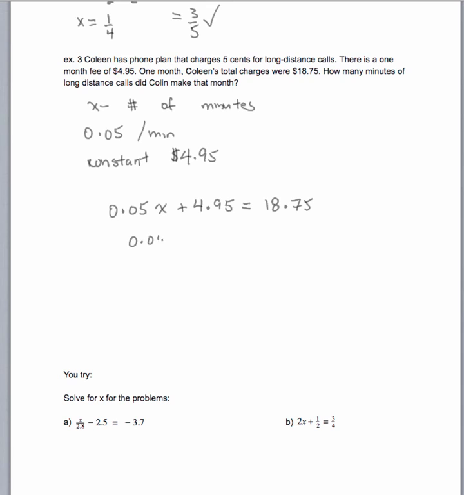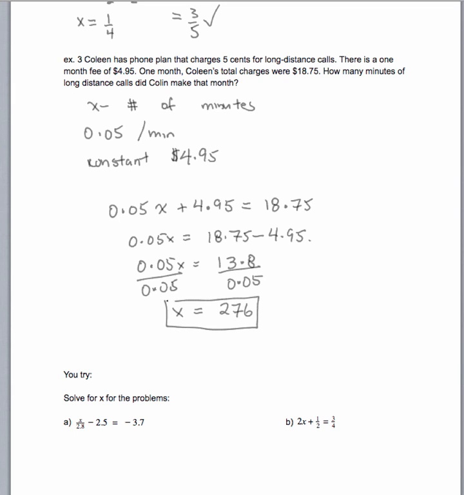So then we can just start to solve. So 0.05x equals 18.75 minus 4.95, and then that will give me a value of 13.8. And then we can divide both sides by 0.05, giving me a value of 276.